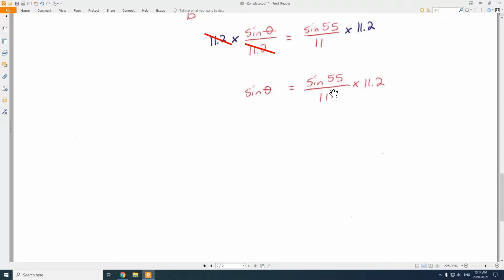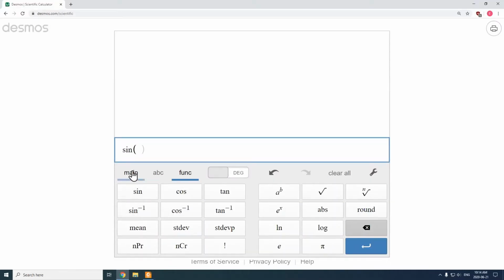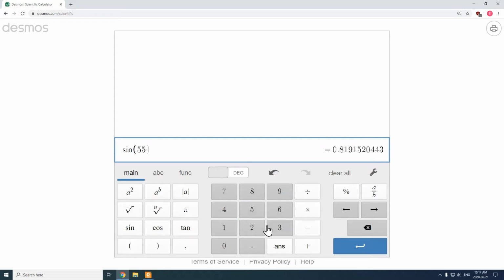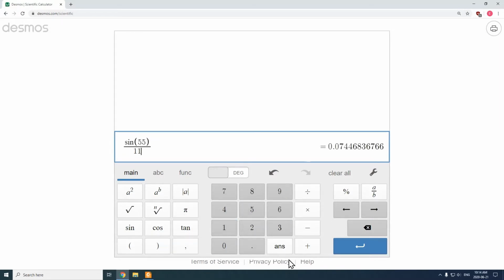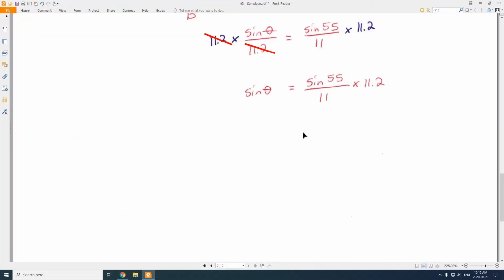So let's work out what that is. Sine 55 divided by 11, and then times 11.2. That came out to 0.8340457. I'm going to keep several decimal places because when I do that inverse sine, I don't want to run into any rounding errors. So in this case, I got 0.834, and I'll keep a few more decimals here.